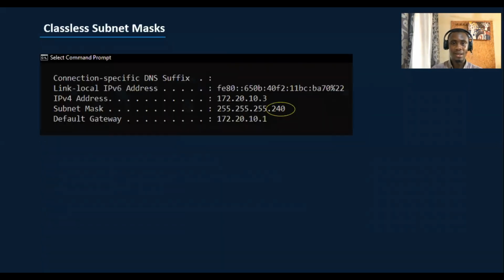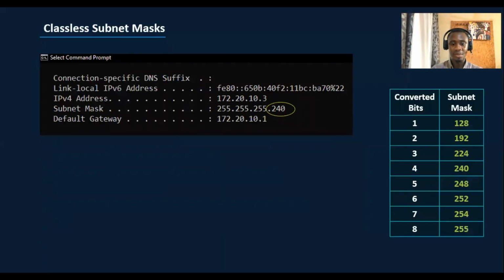So let's look at the example we have here. So in our example we have here, we have a .240 in the last octet. And mind you, always you'd only have one octet being peculiar. The other ones will be what we all know about. So in this octet, we have .240. And if we go to the chart, we have 240, meaning that 4 bits were converted. So that means that 4 bits were changed from zeros, which were supposed to be host bits, and converted into ones.